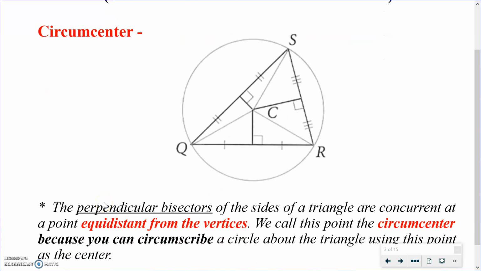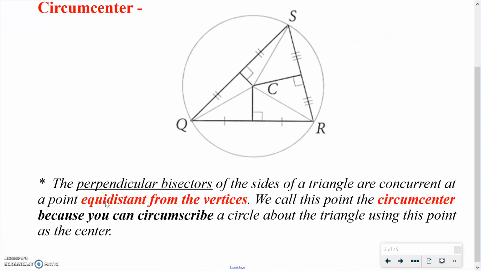Okay, and so the first type of center we're going to talk about is a circumcenter, and that's when you find the perpendicular bisectors of all three sides of a triangle, and they should be concurrent and equidistant from the vertices. You know it's a circumcenter because you can circumscribe a circle around the triangle, which means you can draw a circle around the triangle that goes through all three vertices. So that point is the circumcenter, as if we're trying to find something that's the same distance from all three vertices.